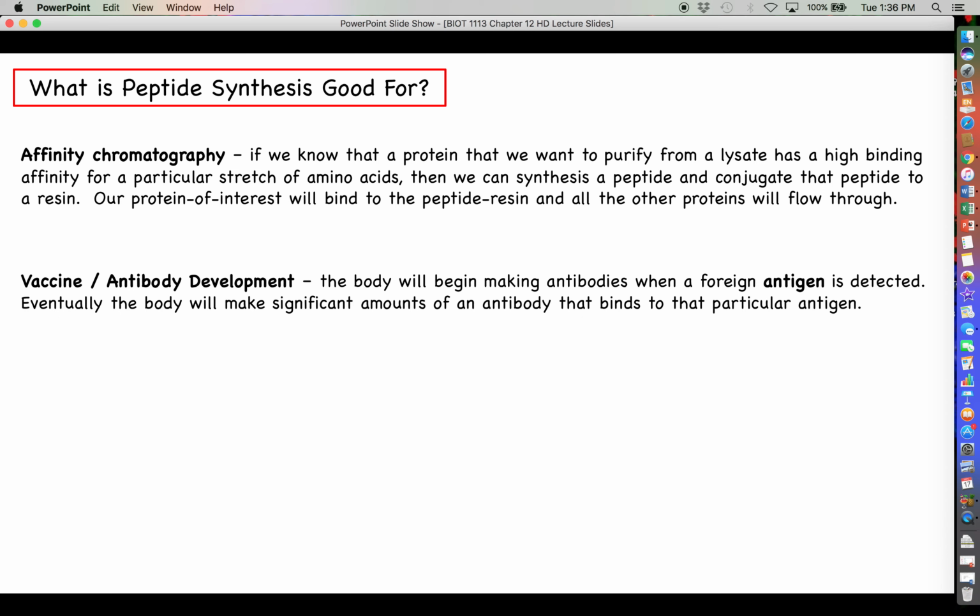Another very common application of peptide synthesis is in vaccine and antibody development.